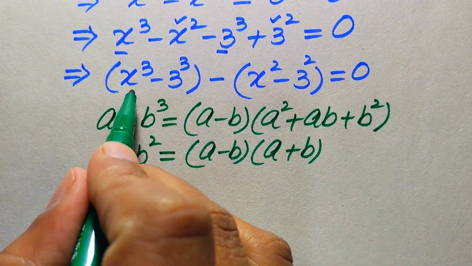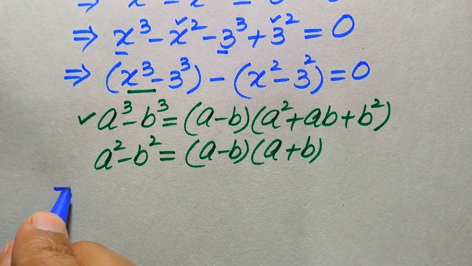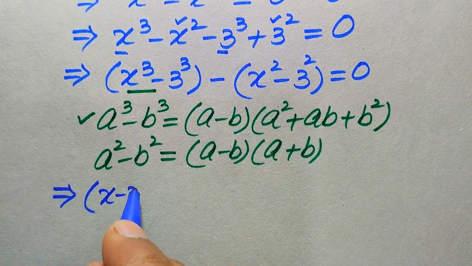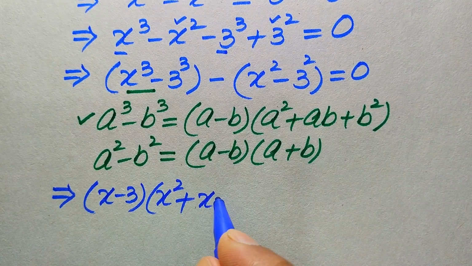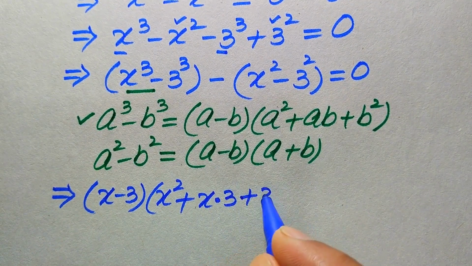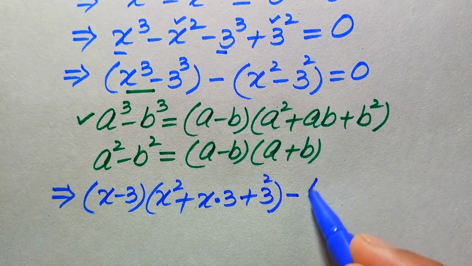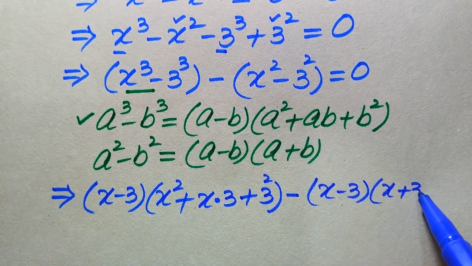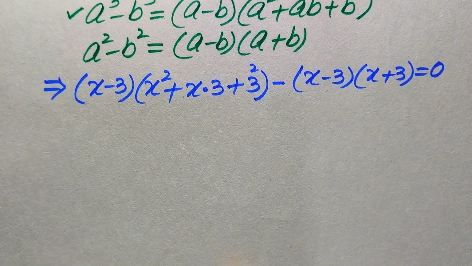So here first we need to use the first formula on the first factor, so that our first factor is written in this form. When we apply the cubic formula here, it becomes x minus 3 times x squared plus x times 3 plus 3 squared, minus, when we apply this formula here, it will be written as x minus 3 times x plus 3, and this whole equation is equal to 0.